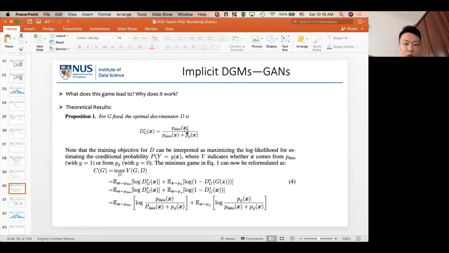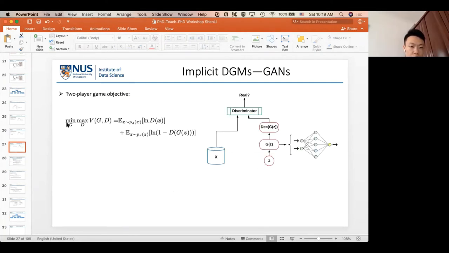This is quite intuitive, right? Because this accounts for how much P data contributes to the overall summation of these two densities. To show this, because G is fixed, we take G as a constant, and the only thing we have to consider is to maximize over D. So D here is the only variable that affects this quantity, right?